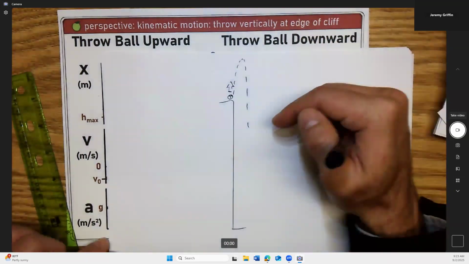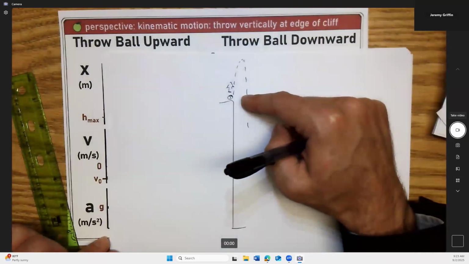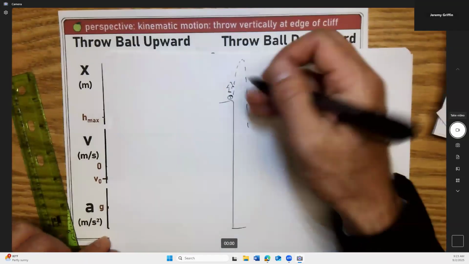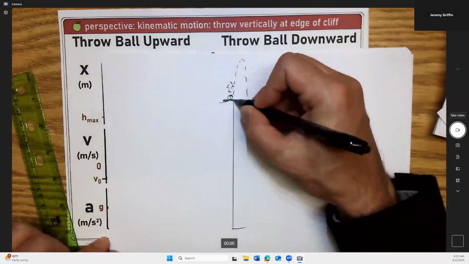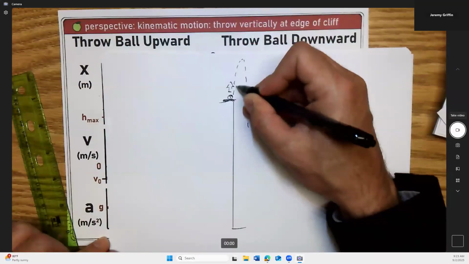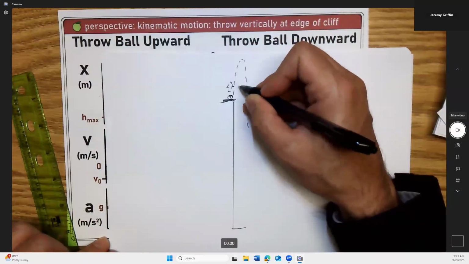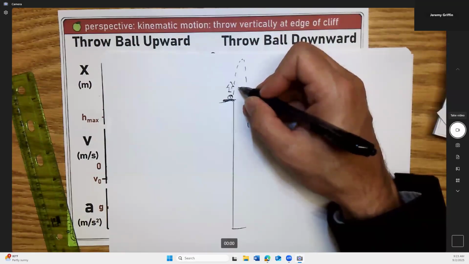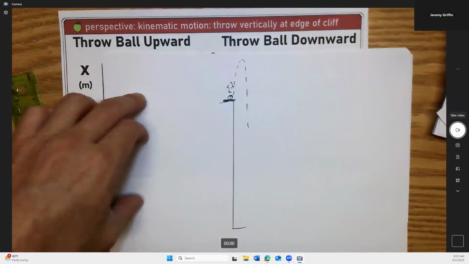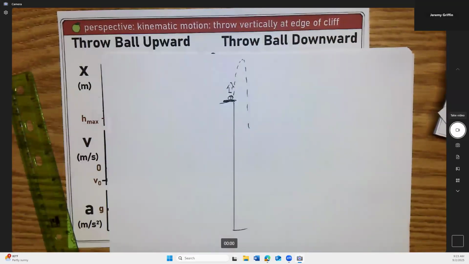Okay. So to help you guys out a little bit, if down is positive, let's call the top of the cliff 0. Okay. If down is positive, then which direction did you initially throw the ball? In the negative direction. Huh. So should initial velocity be negative? Yeah? Okay. Go ahead. See if you guys can fill in those three graphs right there.